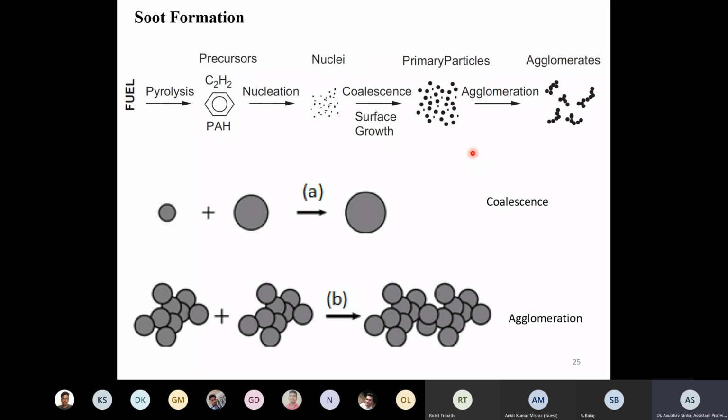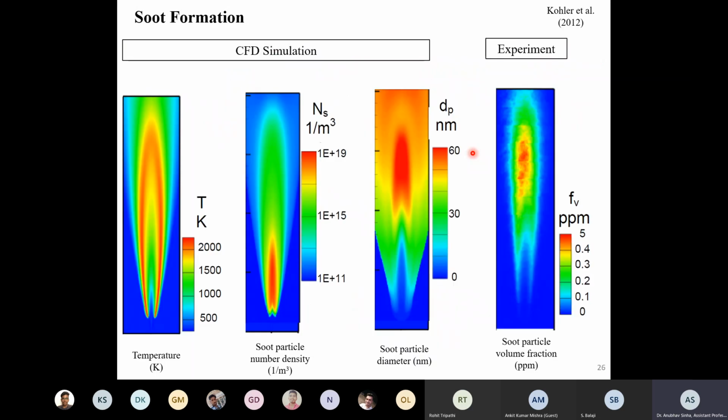Now let us look at what region of the flame they form in. These are some results from a CFD experiment. Don't look at everything at once.